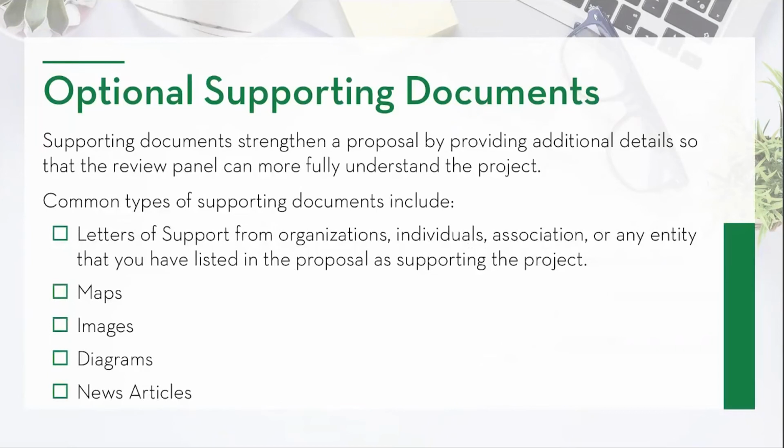In an RFA, there are some supporting documents that are required. These include your organization's financial statements or letters of support from organizations that you have identified as partners, for example. But you may have additional supporting documents that strengthen your proposal by providing more details. Common types of optional supporting documents include maps, images, diagrams, news articles. Also, supporting letters from organizations or individuals or associations or any entity that supports your project who are not necessarily identified as project partners.